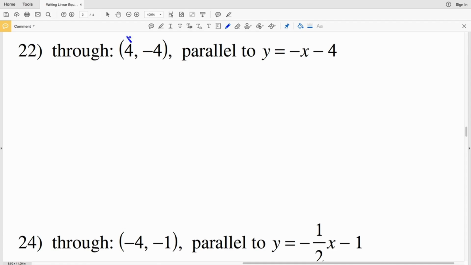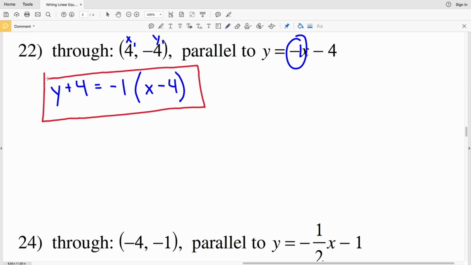Number 22, x1 is 4, y1 is negative 4, and it's parallel to y equals negative x minus 4, which we know is the same as negative 1 times x, so negative 1 is our slope. Y minus y1 is y minus a negative 4, which is y plus 4, and that's going to be equal to our m, or our slope of -1, times x minus x1, which is 4. And that's the solution for number 22.